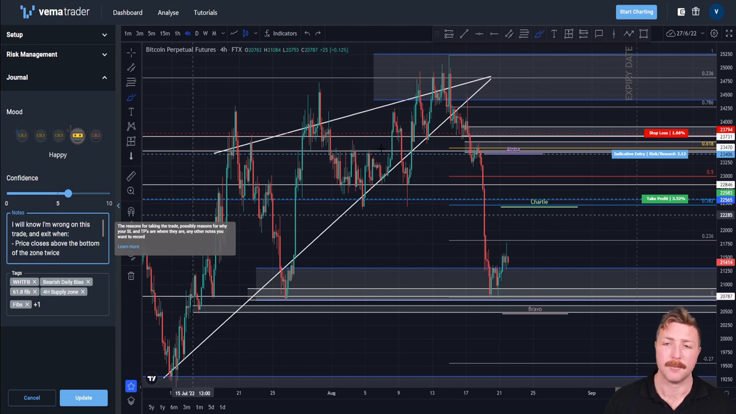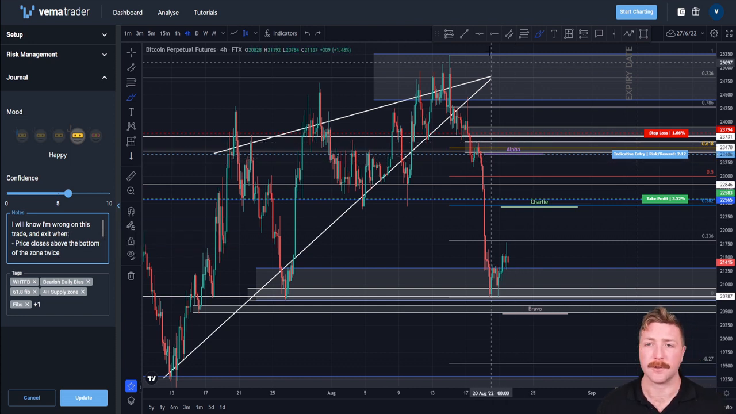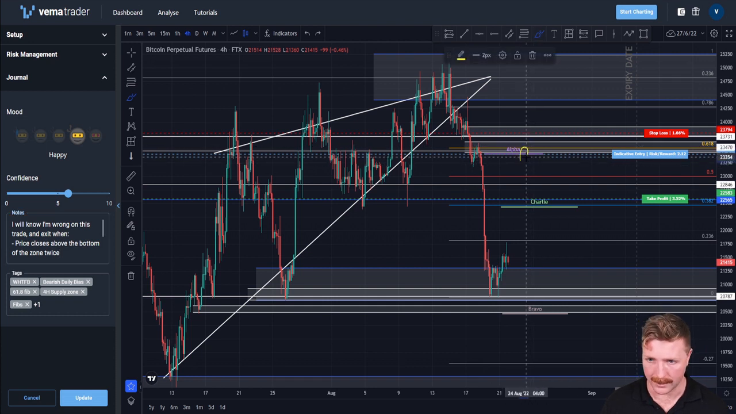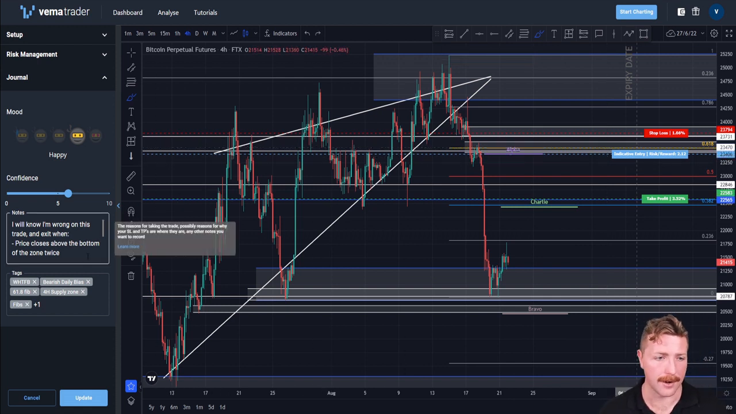So one, price closes above the bottom of the zone twice. So that's essentially what I was talking about before, right? We get one close in, I want to see a fake out. We get a second close in, it's definitely not a fake out. So if that happens, I will exit this trade and I will be right about being wrong.